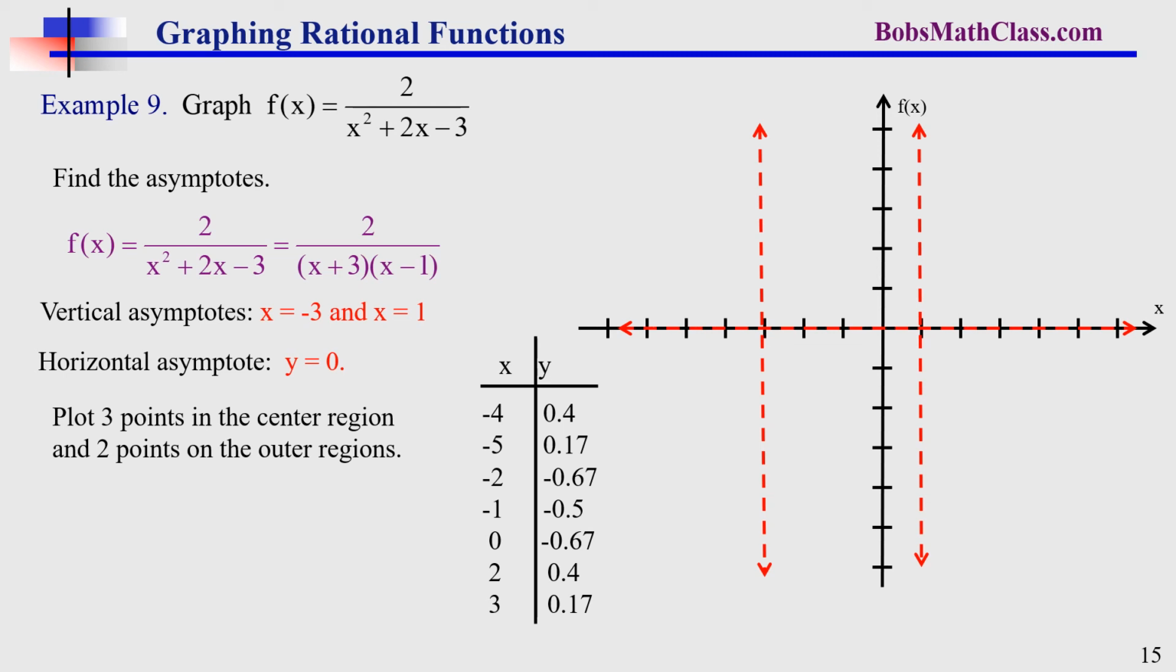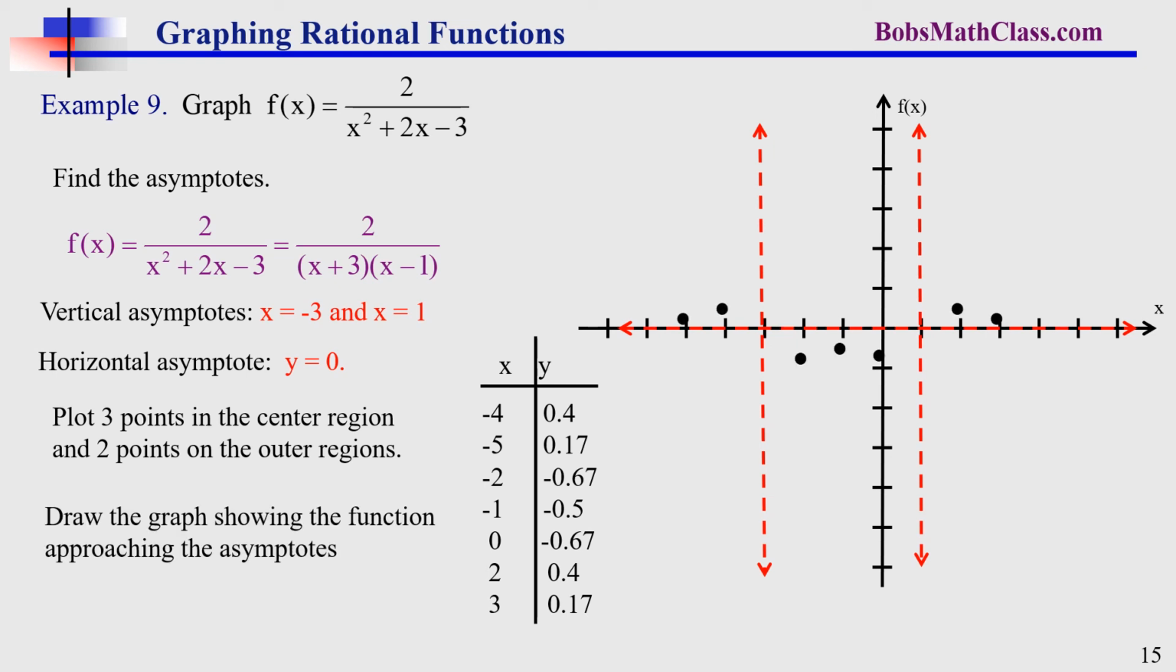I know it's kind of hard because of values like 0.4, 0.17. Well, 0.4 is like halfway up. 0.17 is just a little bit up. Right? -0.67, like about 2/3, down 2/3, not a full unit. Anyways, I know it's hard with the decimals. Try to be as careful as you can.